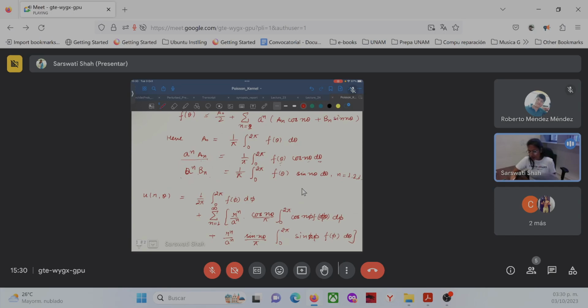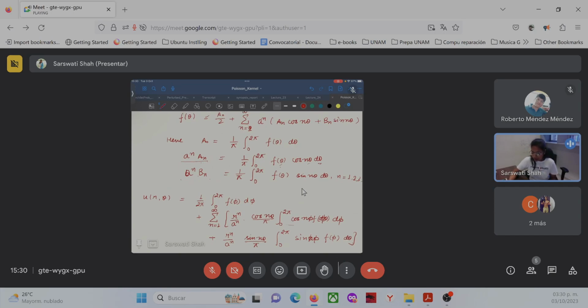Okay, now can anyone tell me, this integration is operating with respect to variable phi, so can we pass this cos n theta inside the integration? So just pass this cos n theta inside this integration and sine n theta inside this integration. So cos A cos B plus sine A sine B. What is the value of cos A cos B plus sine A sine B?